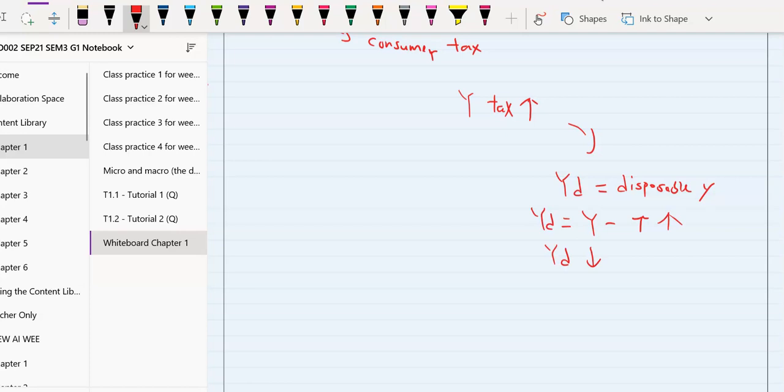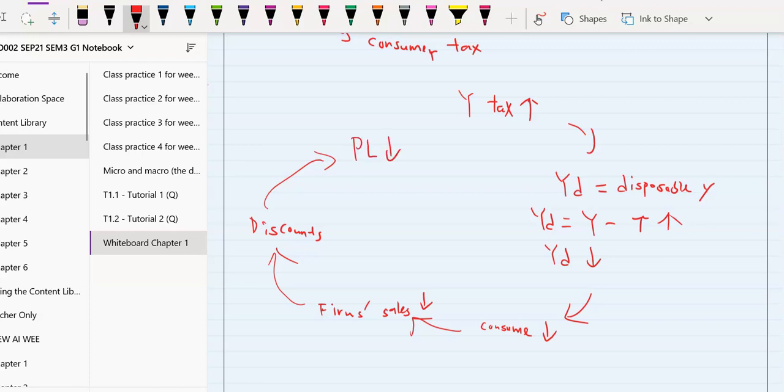So when disposable income becomes lesser, obviously they are going to consume less. Okay, the firm's going to feel the pain. The firm's sales will drop. They will again give discounts. When they give discounts, hooray! For one good is price decrease. For many goods, price level decrease. And the vicious cycle goes on and on and on.